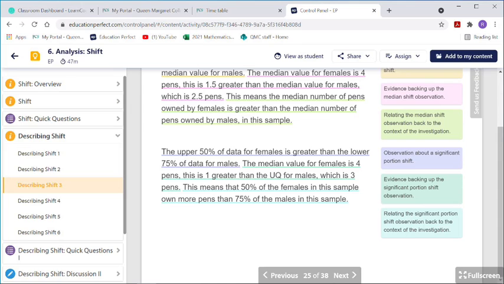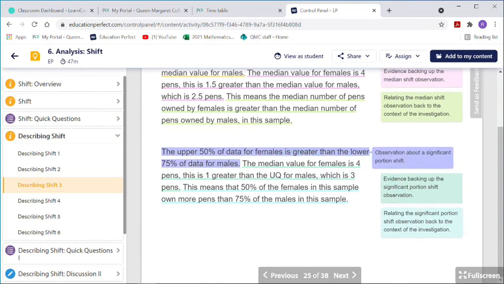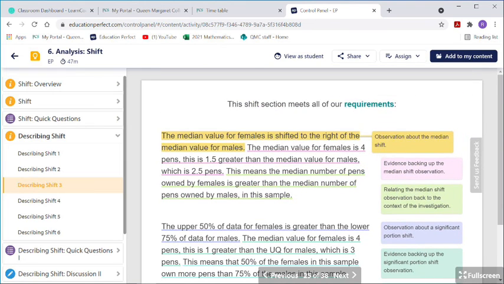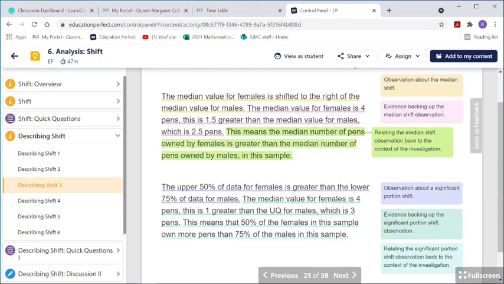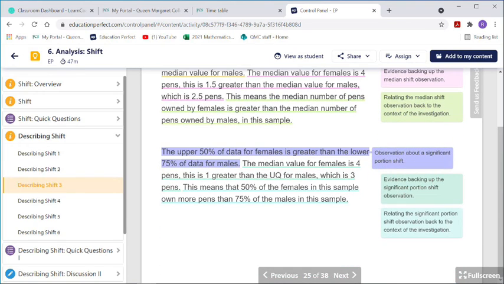Now, the second part of this is talking about significant shifts. So that's what I was just mentioning. So this one, just the median was bigger than the other median. So you know that there's still a shift there. But look at this one. The upper 50% of the data for females is greater than the lower 75% of the data for males. So in other words, the median of this one was bigger than the upper quartile of the other one. So this is a bigger shift, a much more significant shift.